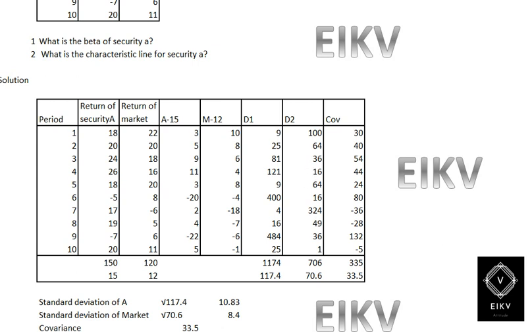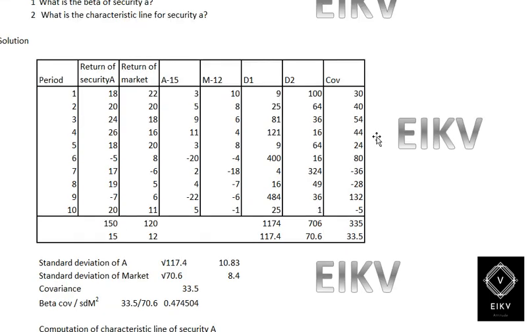After computing A minus 15 the whole square, which is D1, and M minus 12 the whole square, the totals would be 1174 and 205 respectively. When we divide by 10, it would be 117.4 and 17.6. Over here, for the covariance, the total would be 335, which divided by 10 would be 33.5.